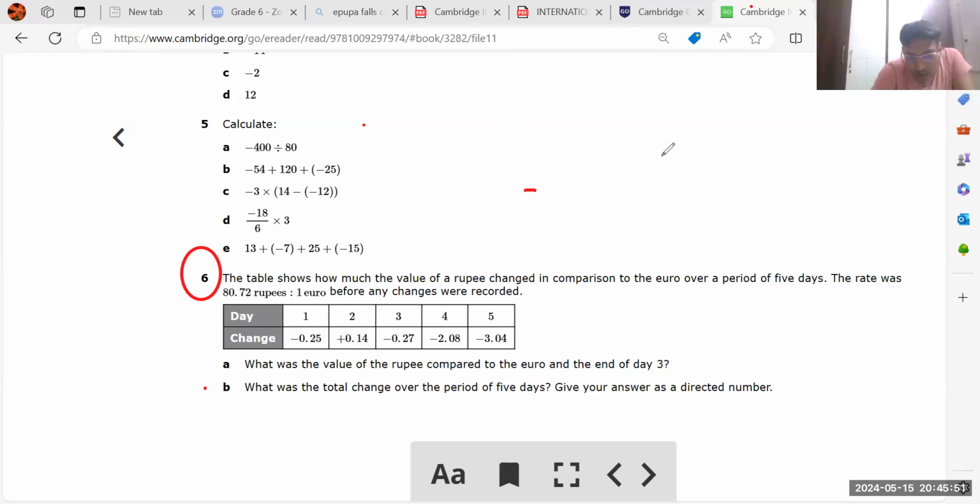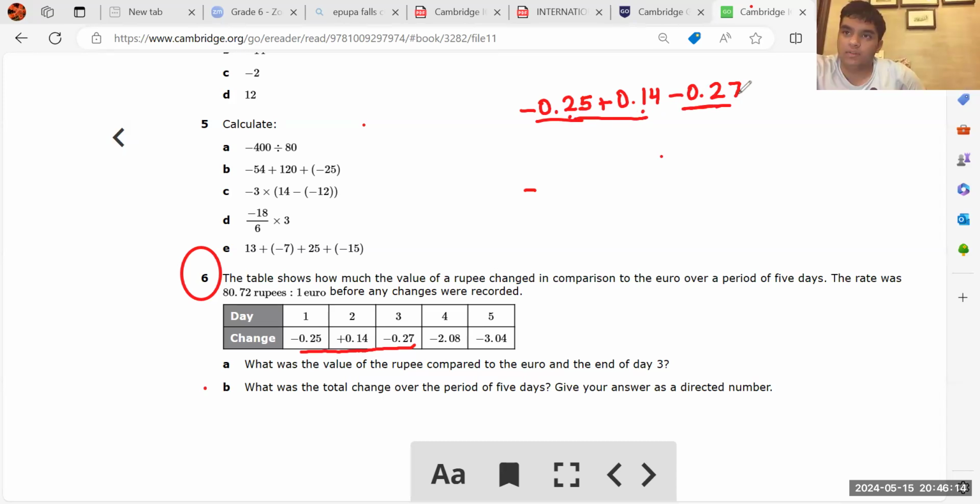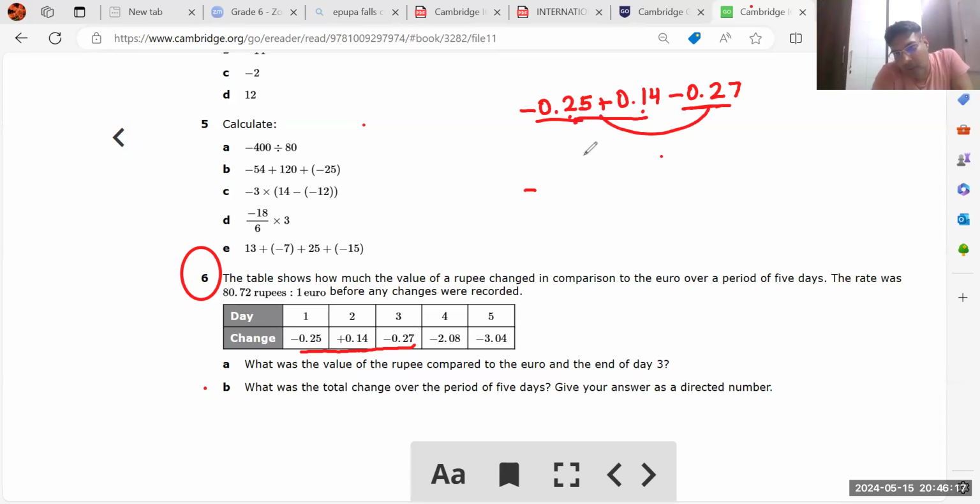So let's see, guys. First 3 days, Tanish, you did not send me the answer. Samay, you did not send me the answer. So we had to do minus 0.25 plus 0.14 minus 0.27. First I add the negative numbers, you can do negative positive also, one by one. Negative negative first, it will become minus 0.52, plus 0.14, which is equal to minus 0.38. So this you will subtract from 80.72.